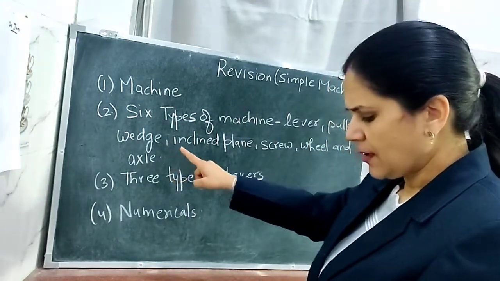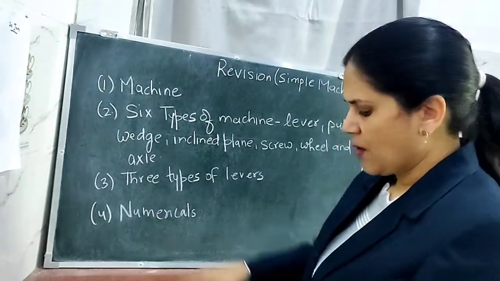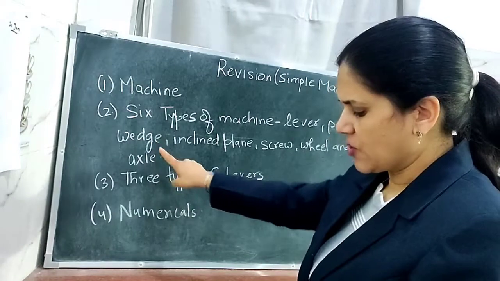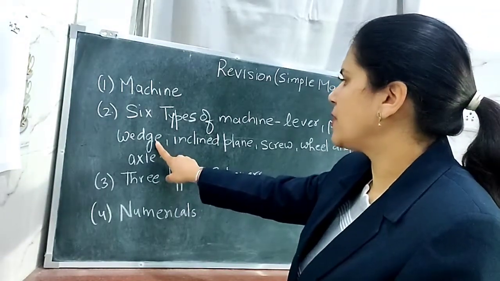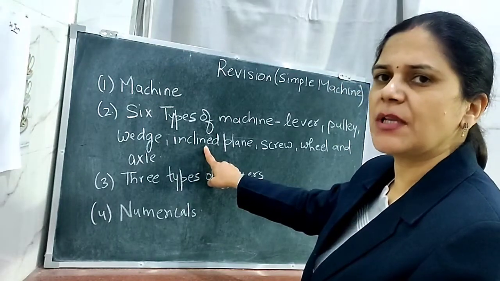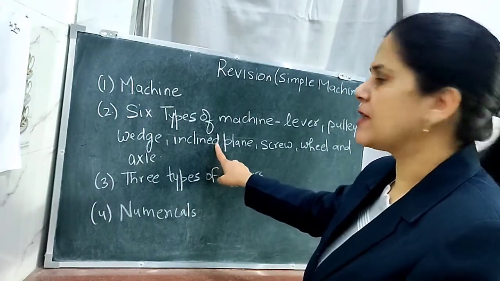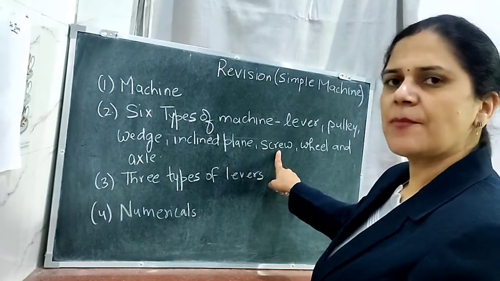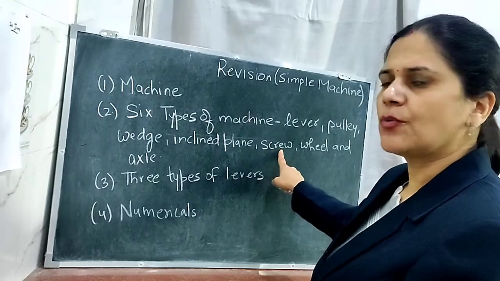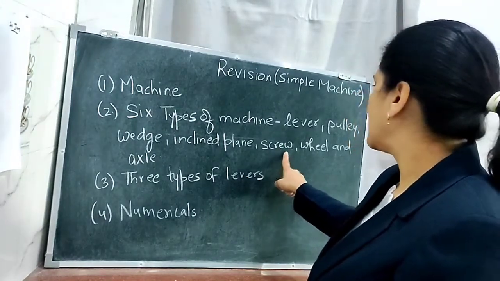Now let us go to the next type of simple machine, which is known as the wedge. What is a wedge? A wedge is a sharp edge formed by joining two inclined planes together. Before going to the wedge, first we should know the meaning of the term inclined plane. A sloping or slanting surface is known as an inclined plane. Next type of machine is a screw. What is a screw? A rotating inclined plane is called a screw.